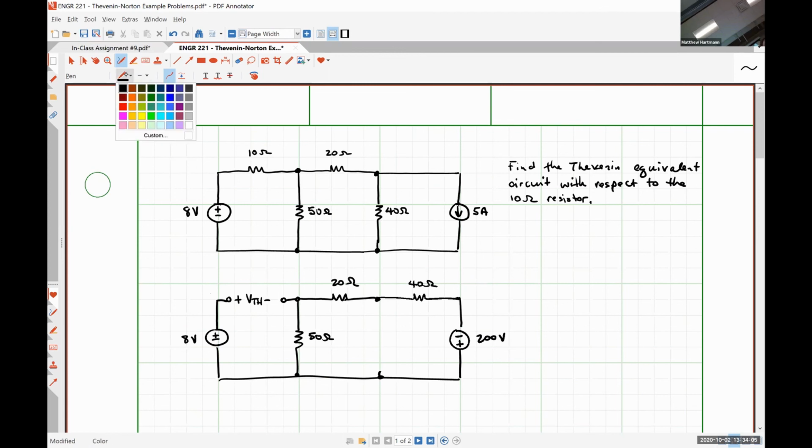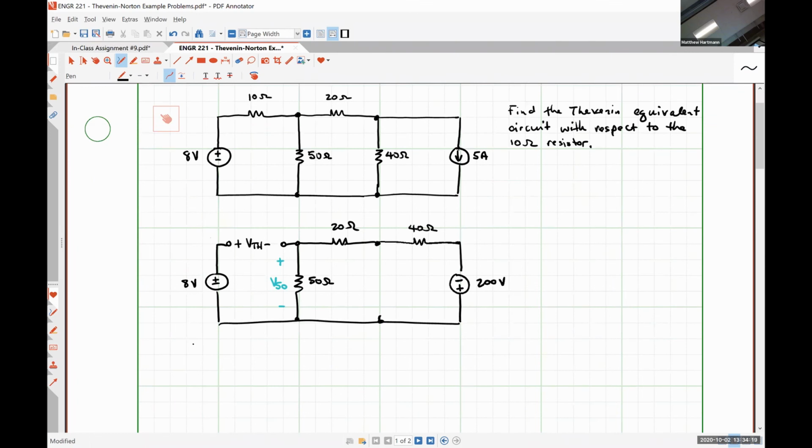So what I'm going to do is I'm going to assign a voltage drop over the 50 ohm resistor like so. If we wrote a Kirchhoff's voltage law equation, we could see that 8 volts is equal to our Thevenin voltage plus that quantity V50, which means V Thevenin is simply 8 volts minus that voltage V50. The exact same relationship we got a moment ago using nodal analysis, but expressed in a slightly different way.